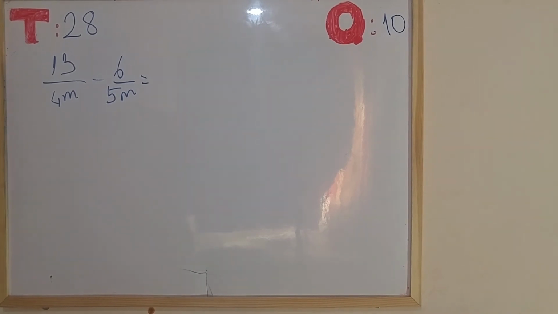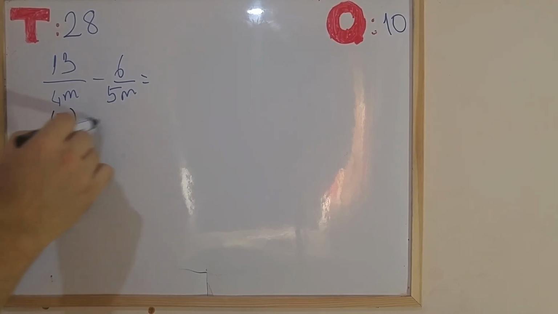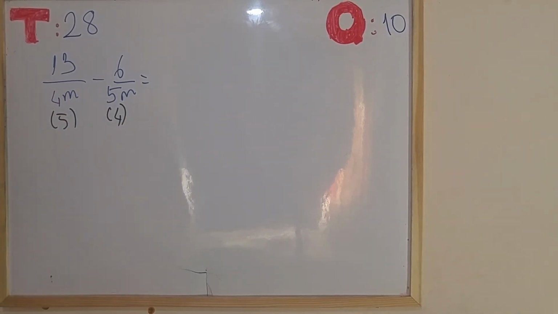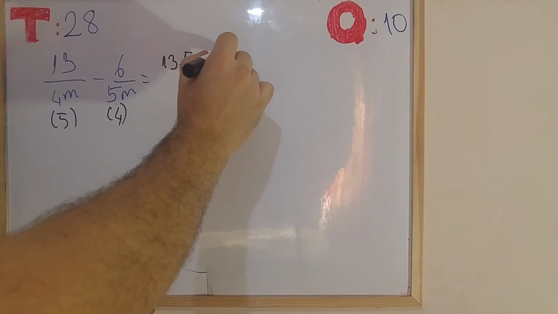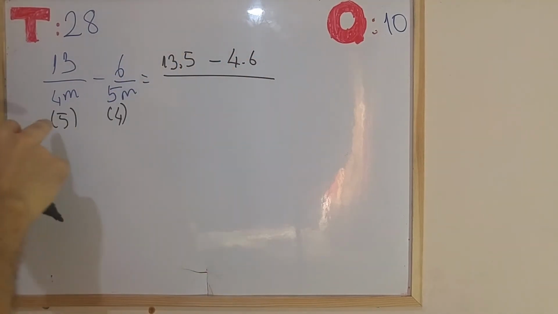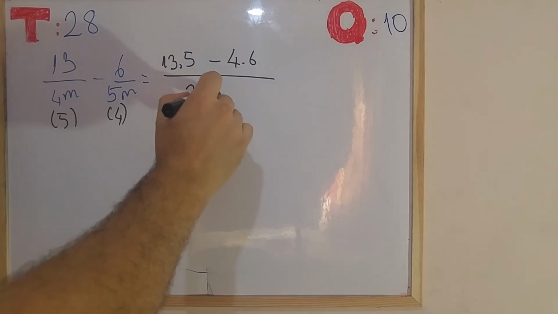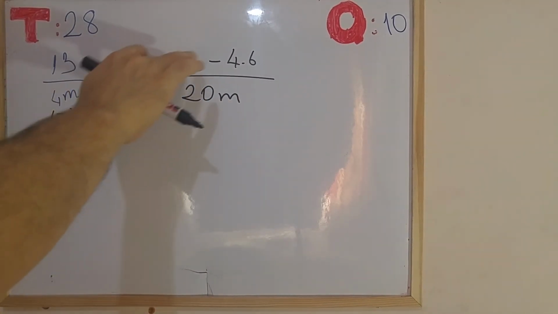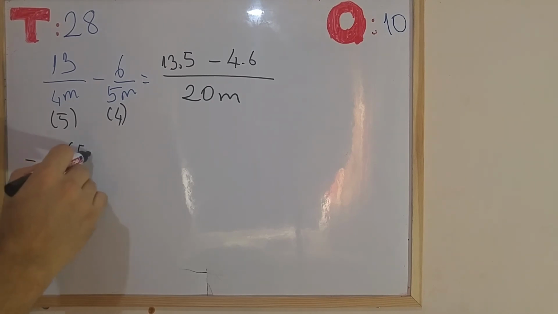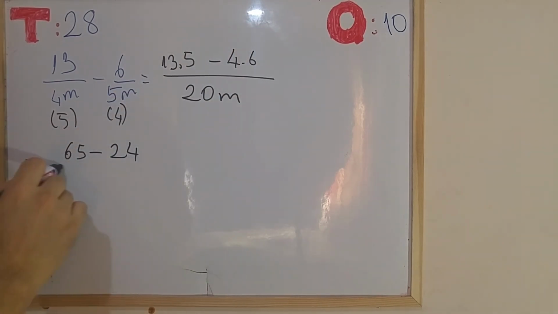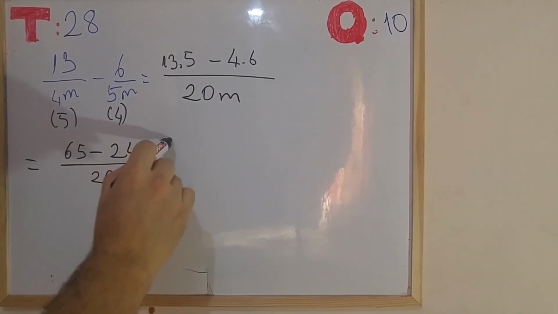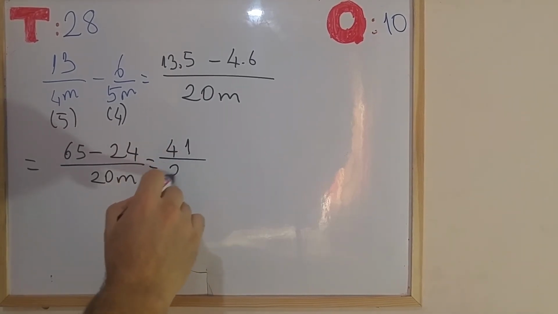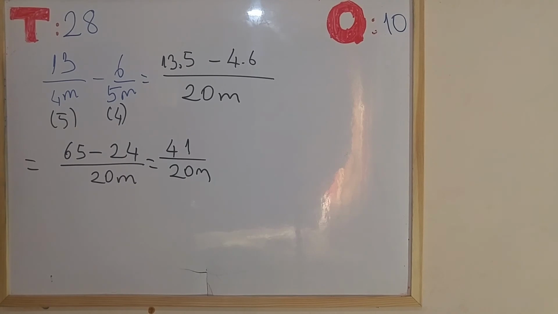In this question, the denominators are not equal to each other, so I have to equalize them by expanding them by each other's coefficients. So what I have here is going to be 13 times 5 minus 4 times 6 divided by 5 times 4, which is equal to 20m. Then what I have here is 65 minus 24 divided by 20m. And this is going to be equal to 41 divided by 20m, which is the answer of this question.